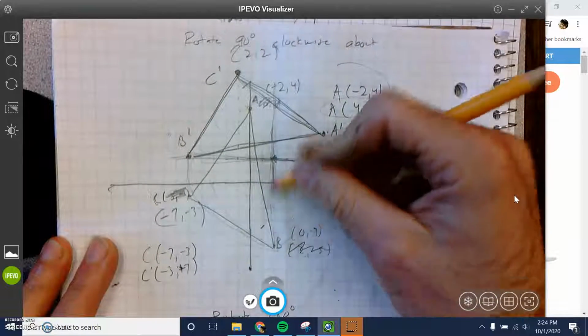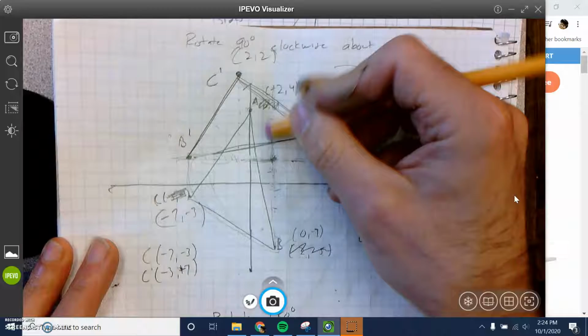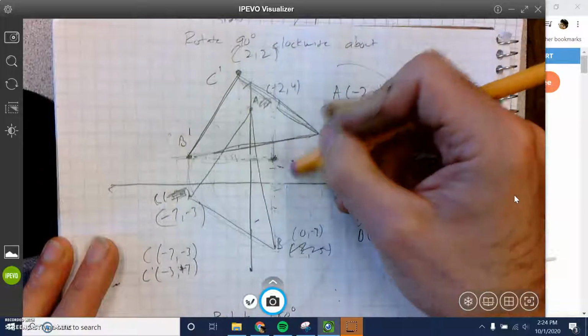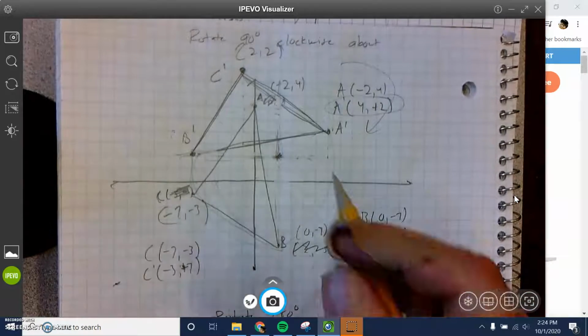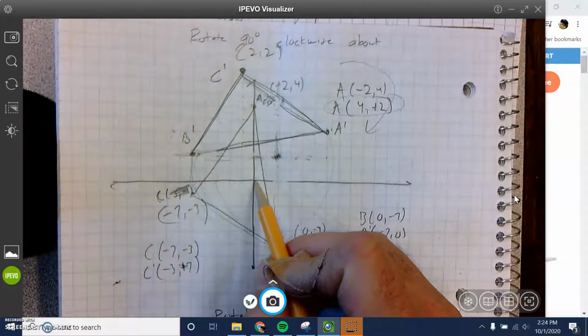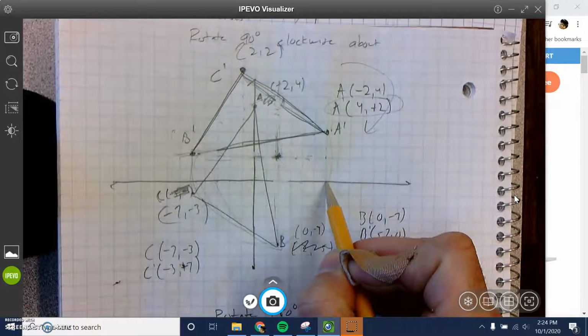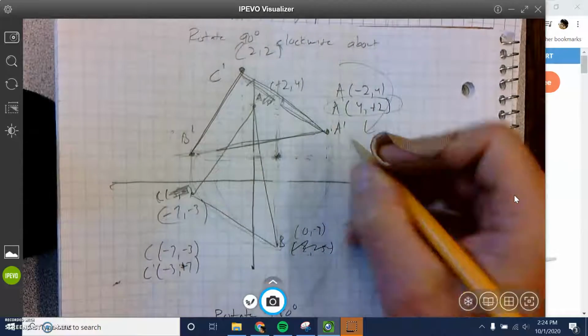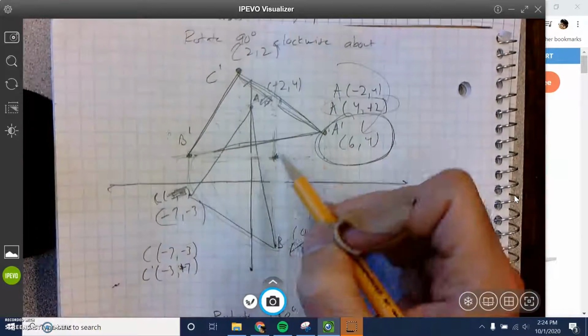Okay, now I can kind of get rid of this extra stuff. Hopefully you got something that looks similar to that. And now we get our final coordinates. So A prime is 1, 2, 3, 4, 5, 6. 1, 2, 3, 4. 6, 4 is A prime.